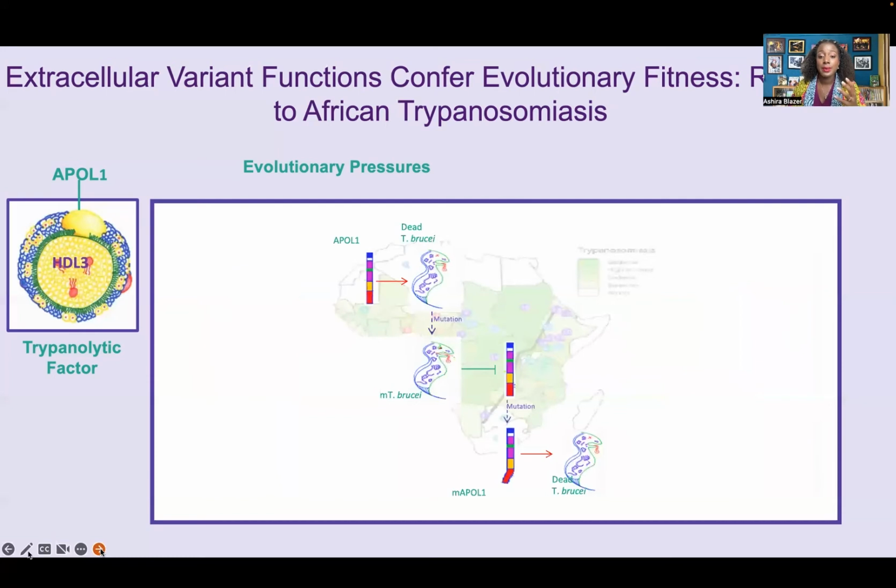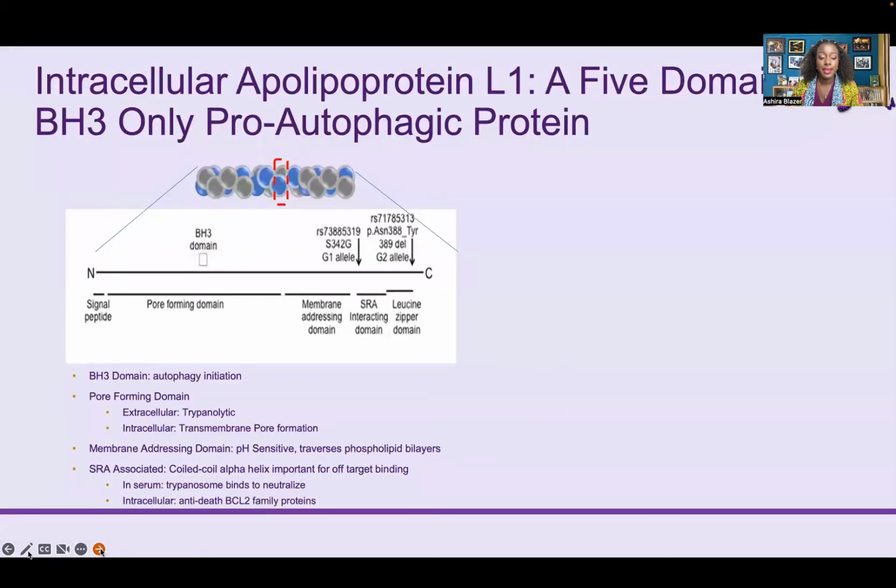Now, in areas where trypanosomiasis is endemic, there's been this evolutionary arms race. So the native G0 APOL1 could lyse trypanosomes, and trypanosomes mutated such that they could bind the C terminus of APOL1 and neutralize this protein. So in turn, these variants arose where the C terminus was not so easily bound, and so this restored the trypanolytic activity of APOL1.